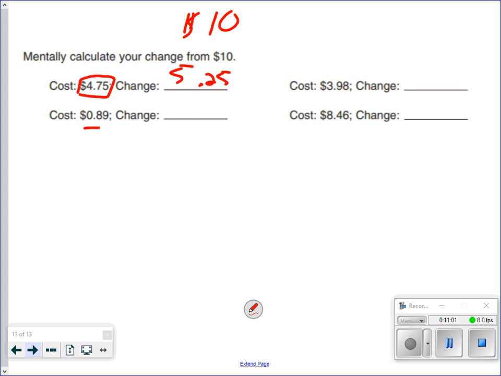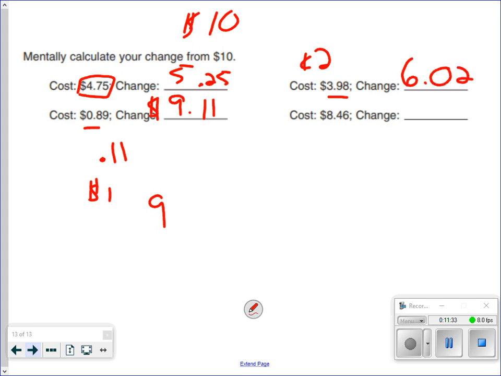Something costs 89 cents. Well, how close is 89 to a dollar? It's 11 cents away from a dollar. How close is $1 to $10? It's $9 away. So your change would be $9.11. Let's go over here. $3.98. How close is that to $4? It's 2 cents off. Okay. How close is $4 to $10? It's $6 away. This would be 0.02. If you put it at 0.2, that would be 20 cents. So $6.02.